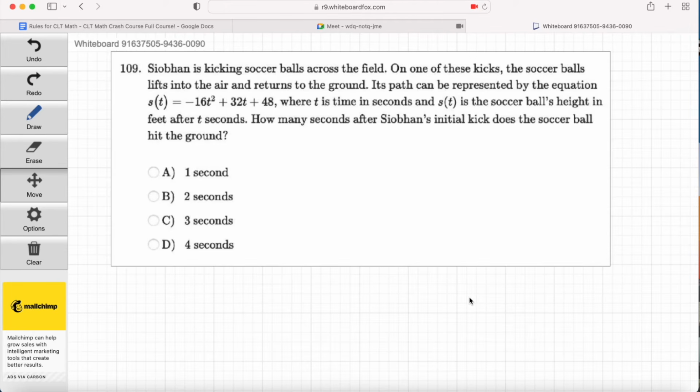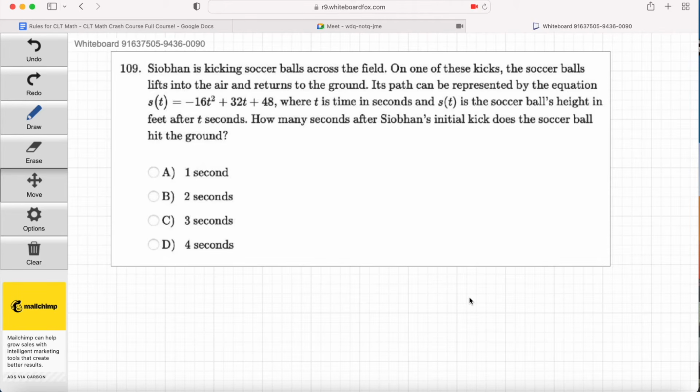So in your own words, what are we solving for? How many seconds after his kick does the ball hit the ground? We're not solving for the height, we're solving for the seconds, when the ball hits the ground.